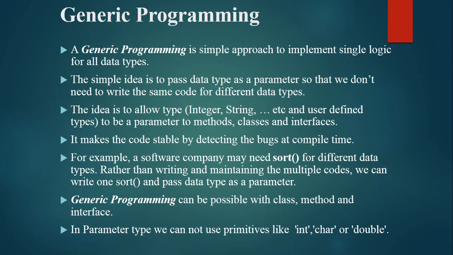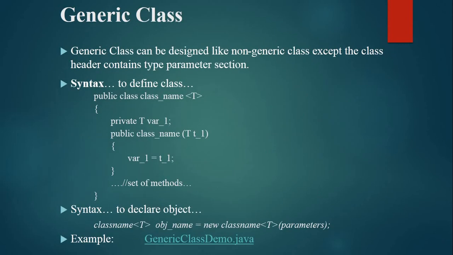Generic programming is possible with class, method and interface. In a type parameter, we cannot use primitive types like integer, character or double. A generic class can be designed like a non-generic class except the class header contains a type parameter section. For example, this is like our simple non-generic class, public class, class name, then the class body. But here we have written T in this section, so this makes the class generic.